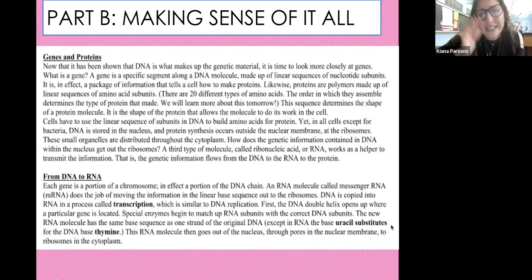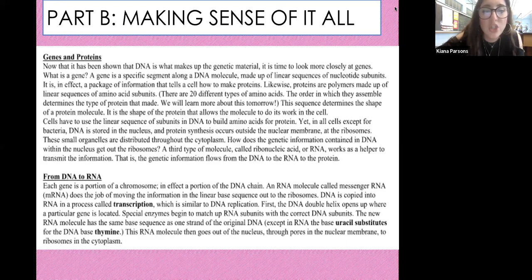Now that it has been shown that DNA is what makes up the genetic material, it is time to look more closely at genes. What is a gene? A gene is a specific segment along a DNA molecule made up of linear sequences of nucleotide subunits. It is, in effect, a package of information that tells a cell how to make proteins. Likewise, proteins are polymers made up of a linear sequence of amino acid subunits. There are 20 different types of amino acids. The order in which they assemble determines the type of protein that they make. We will learn more about this tomorrow.